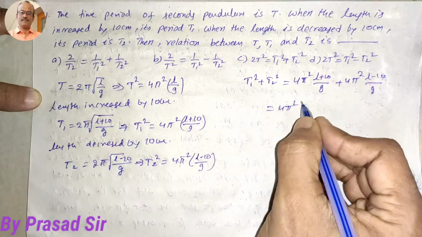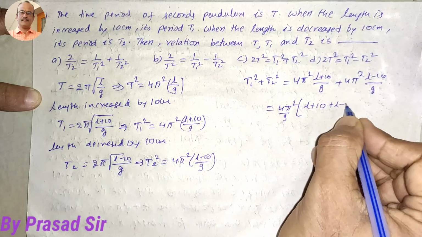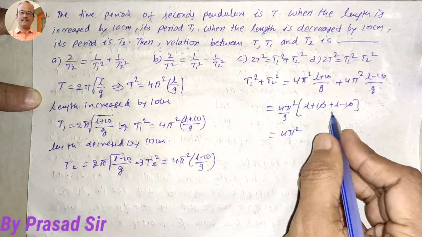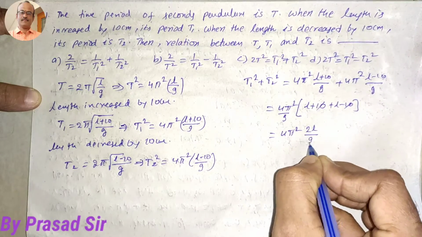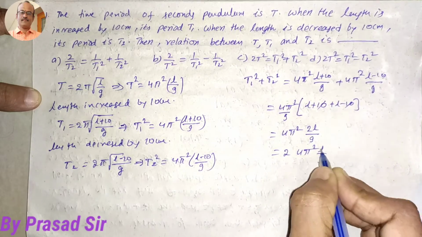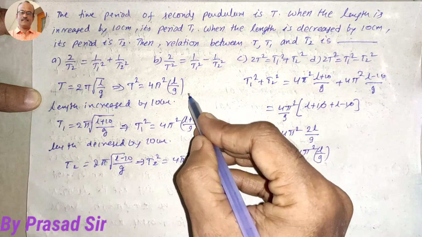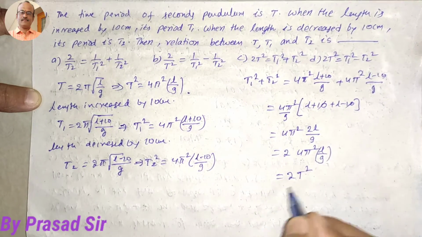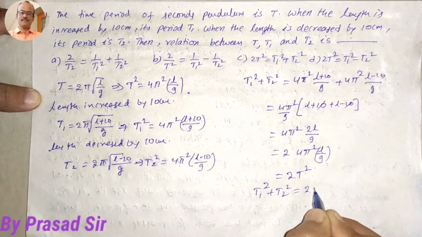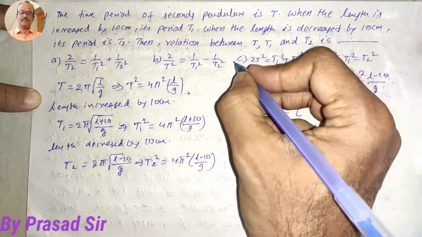So here 4 pi square by G is common, times L plus 10 plus L minus 10. The 10 gets cancelled. L plus L is 2L, so 2 times 4 pi square L by G. And 4 pi square L by G is T square, so that means 2T square. So what is the final output? T1 square plus T2 square is equal to 2T square. So which option is correct here? Option C is correct.